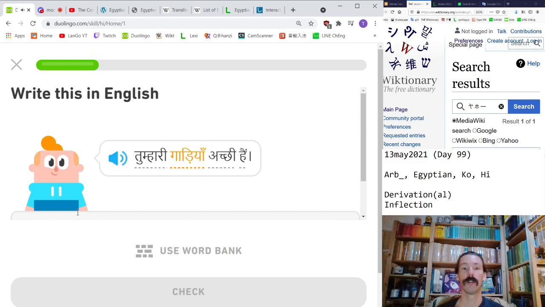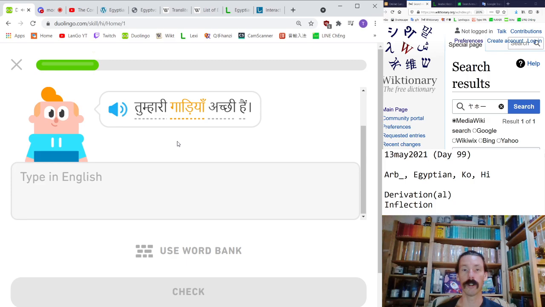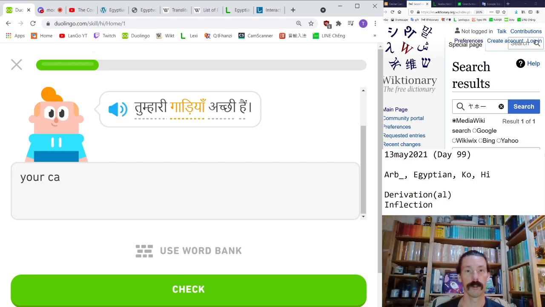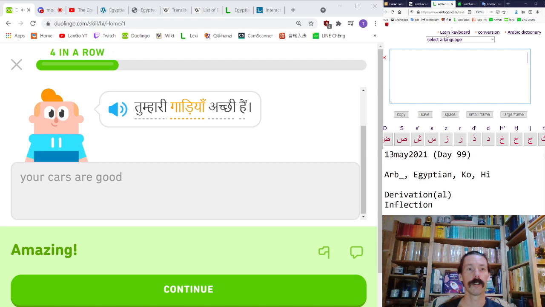Tumhari gaadiyan achhi hain. Gaadiyan. Tumhari, your; gaadiyan, cars, plural suffix; achhi hain. So, anata no kuruma wa ii desu. Cars are good. Okay. All right, let's do a little breakdown of the script just to see the principle of it. So I recommend going to this online keyboard.